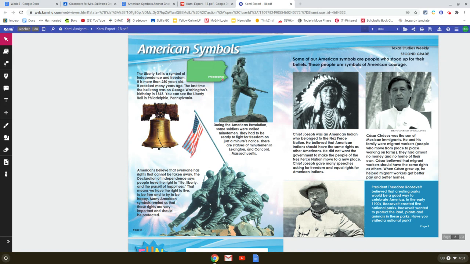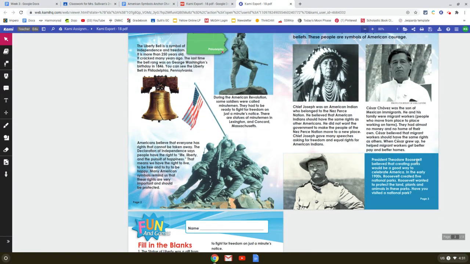Also, it'll talk a little bit about the soldiers in the American Revolution and the Minutemen. Please read why we call them the Minutemen. And down here, Americans believe that everyone has rights that cannot be taken away. Okay, the Declaration of Independence says that people have the right to life, liberty, and the pursuit of happiness. Just as a tip, you might want to remember that one. Over here, you'll read about Chief Joseph and Cesar Chavez, and finally, President Theodore Roosevelt.